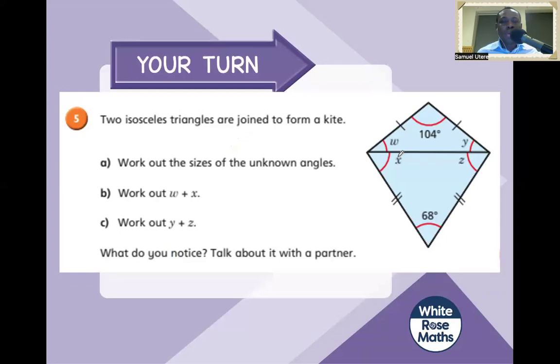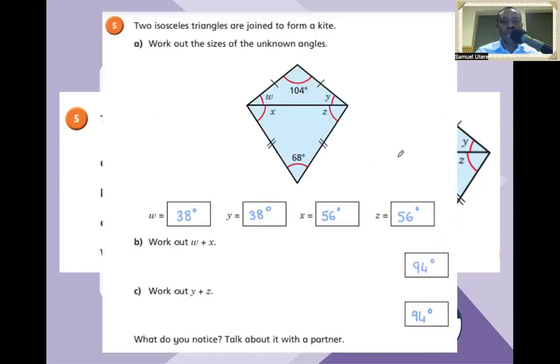Well, pause the video and answer question 5 in 2 minutes. Assuming you've paused the video and you've answered question 5, here are the answers. Let's discuss them. Here you were asked, 2 isosceles triangles are joined to form a kite. And here they are. Work out the sizes of the unknown angles. Well, angle W is 38 degrees. Well, how did we get that?